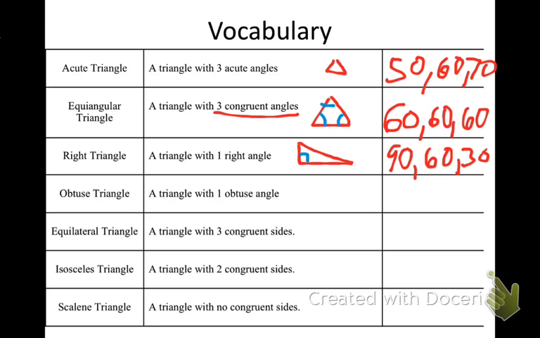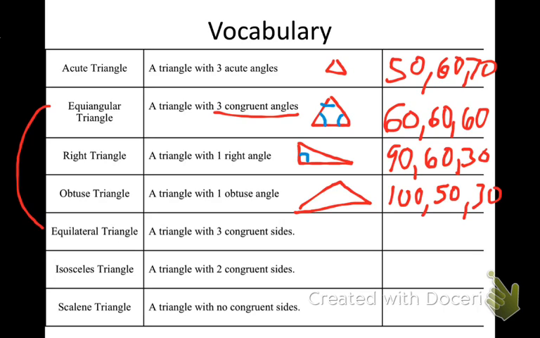An obtuse triangle is a triangle with 1 obtuse angle. So anything larger than 90 degrees. Okay, there's kind of an obtuse triangle. And again, anything that's over 90, let's go 100, 50, and 30. But again, obtuse triangle, anything with an angle larger than 90 degrees. 91 degrees, and it's obtuse. 90.5 degrees, that's obtuse.